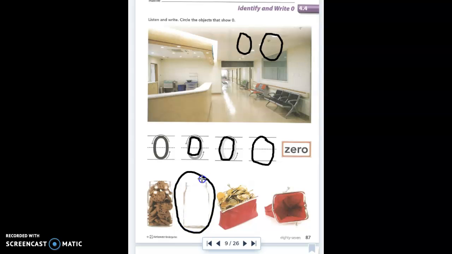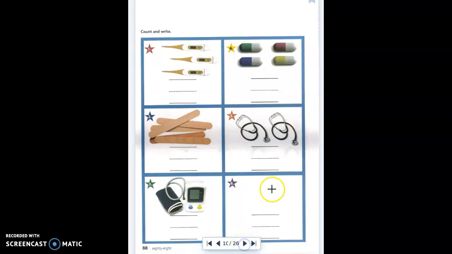Nothing. Okay? Over here, I have a coin purse full of coins and an empty coin purse. This empty one has nothing in it. There's no coins. 0 means nothing. Okay? Pretty easy. Let's flip over to the back. And what we're going to do here is we're going to count the objects and write the number. So starting with number 1, I have 1, 2, 3 thermometers.